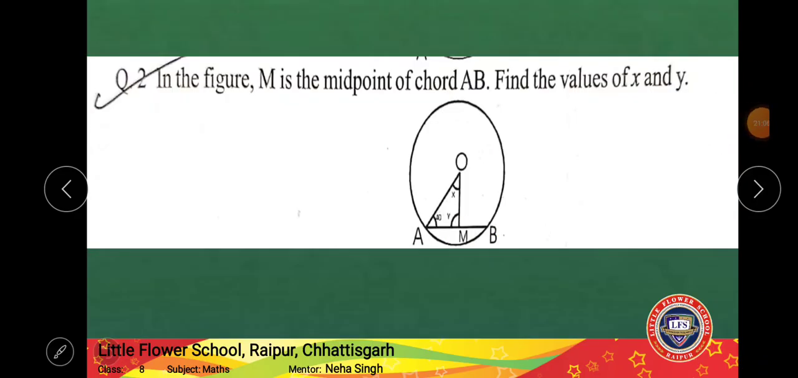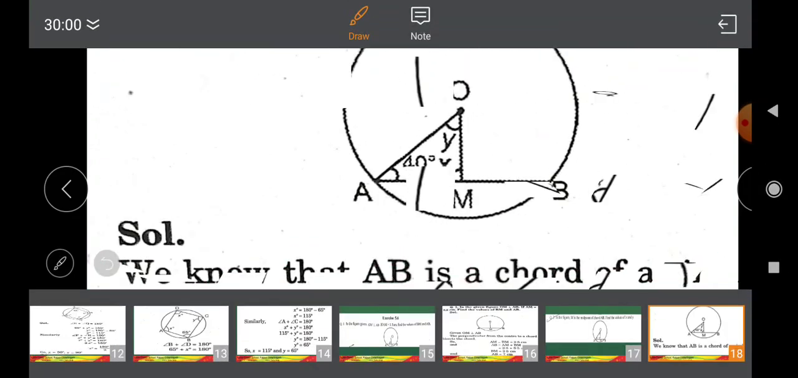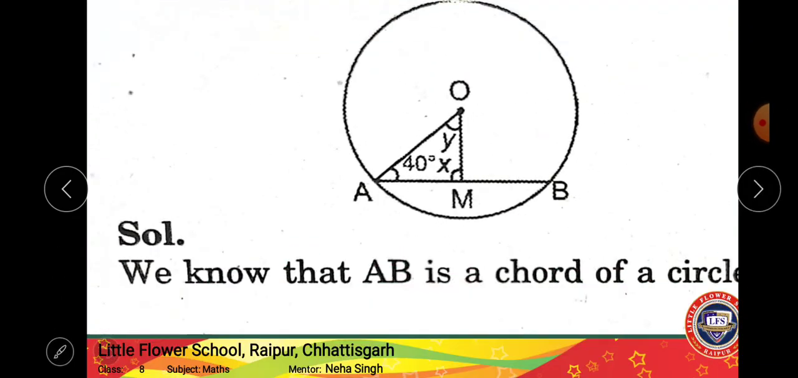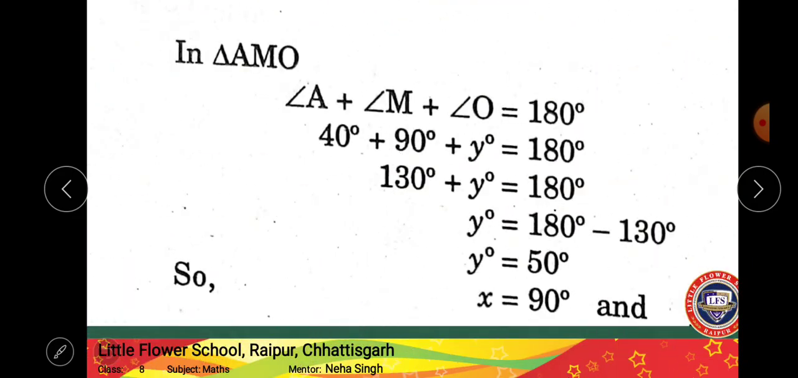Coming to the second question: in the given figure, M is the midpoint of the chord AB. Find the value of X and Y. Now M is given as the midpoint of the chord, and the value of one angle is given. Angle OAM is given as 40 degree. Let us see how we can solve this. AB is the chord of the circle, right? Now when we are considering the triangle AMO, angle A is given as 40 degree.